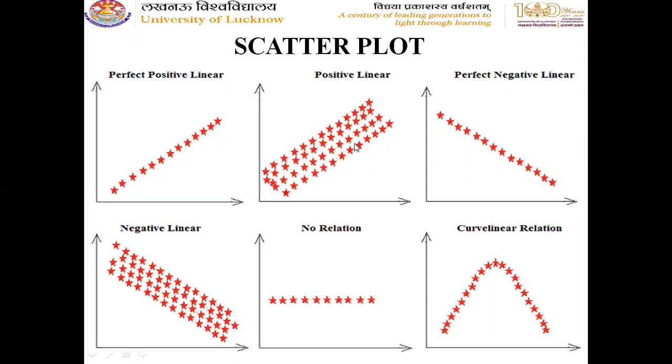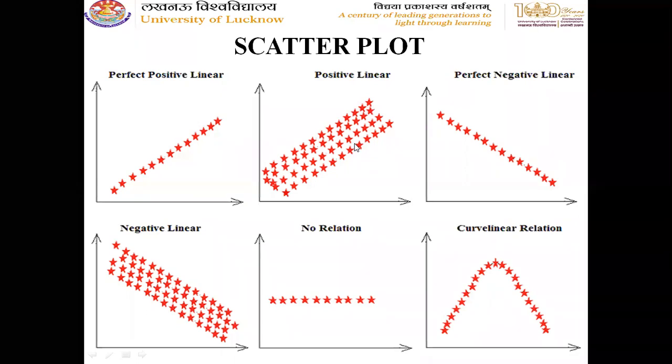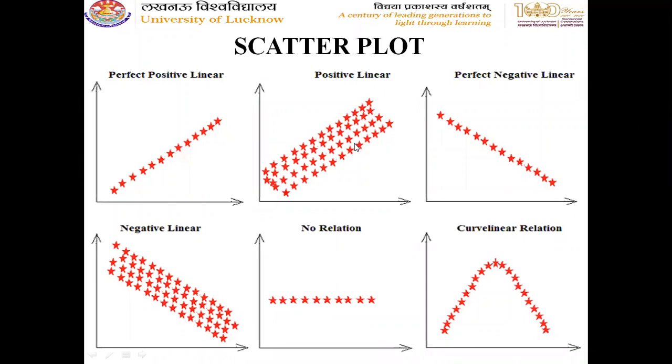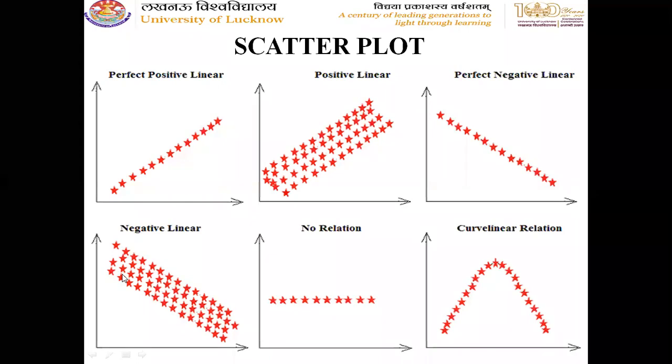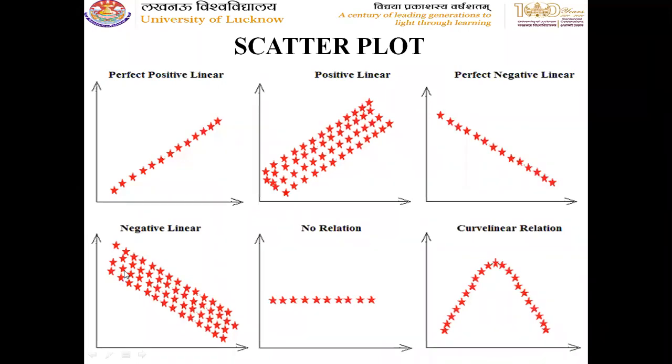In the same manner, there are perfect negative linear and negative linear relationships. In a perfect negative linear relationship, if one variable increases, the other variable decreases, and all the points lie on the same line, in this manner. Whereas in a negative linear relationship, all the points do not lie on the same line, but if the value of one variable increases, then the other variable decreases.